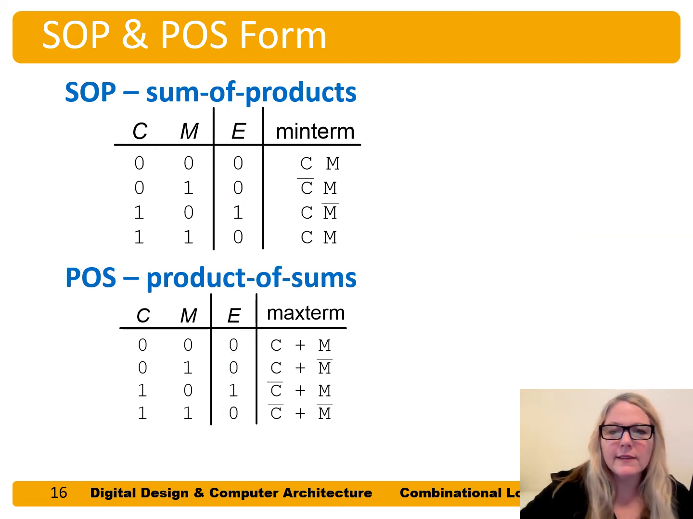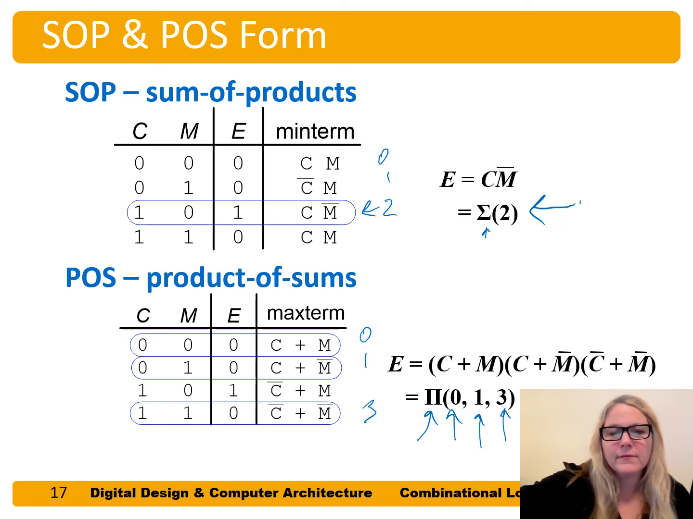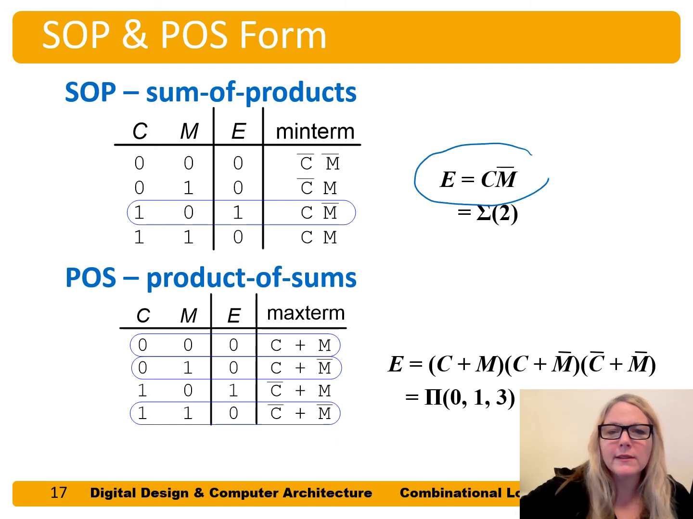And we can also write this in our shorthand form: the sum, remember sigma, meaning the sum of minterm 2, minterm 0, minterm 1, minterm 2. And in this case, the product, or pi, being the product, the AND, of maxterms 0, 1, and 3. But again, when manipulating equations, we'll want to use our longhand forms of the equation.